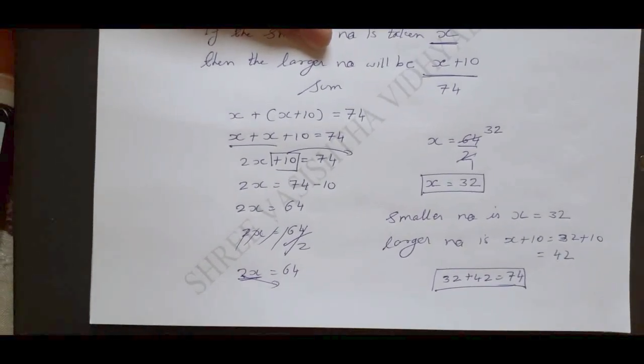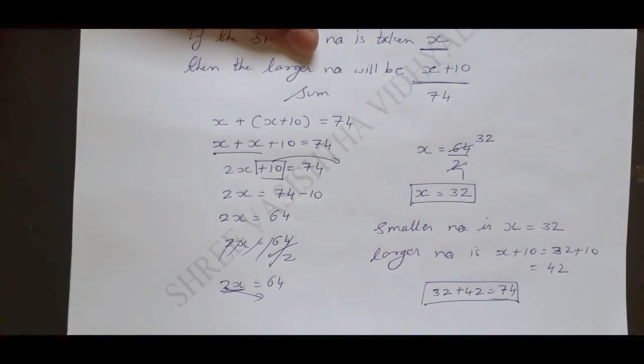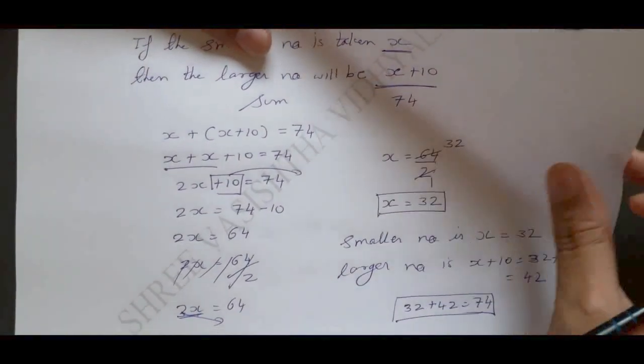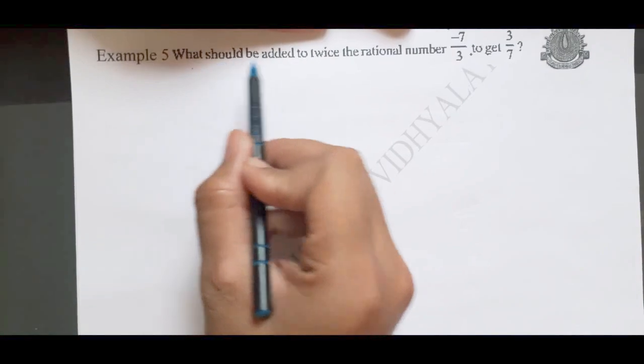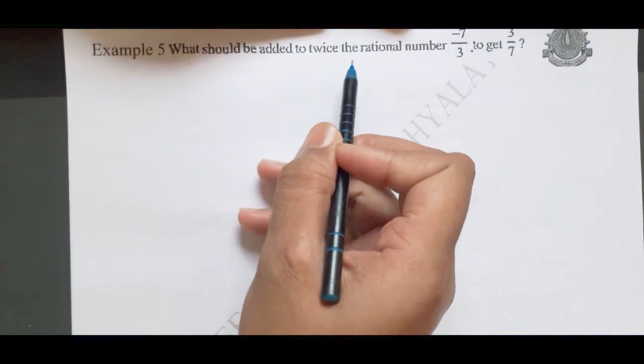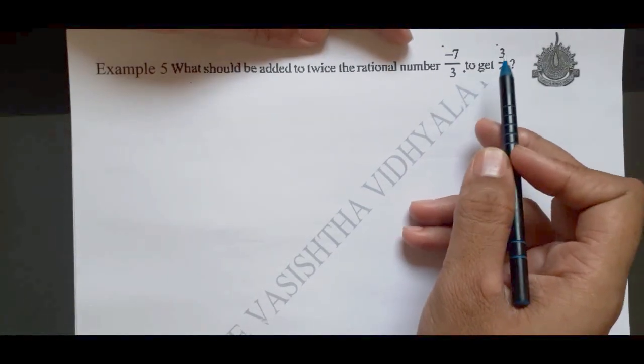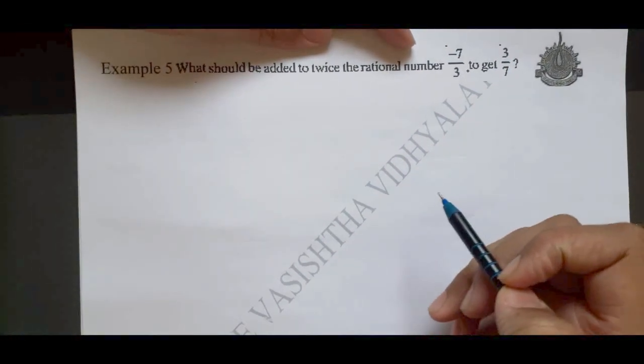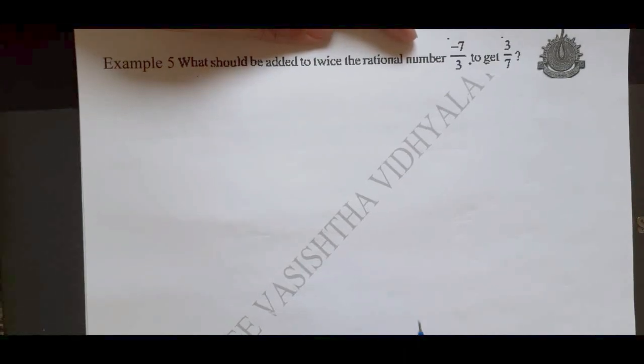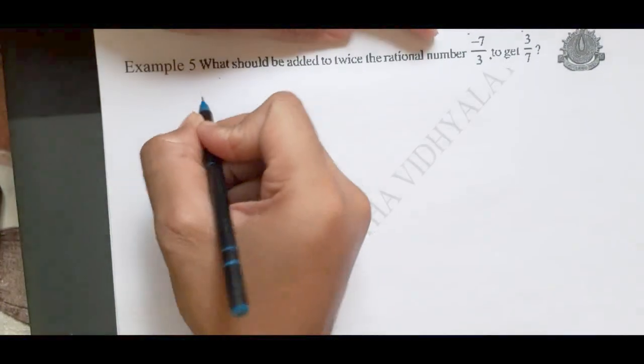Now consider several examples to show how useful this method is. So for that, let us take a next example. Now here you can see this. What should be added to twice the rational number minus 7 by 3 to get 3 by 7? Now, twice the rational number. Try to understand it.